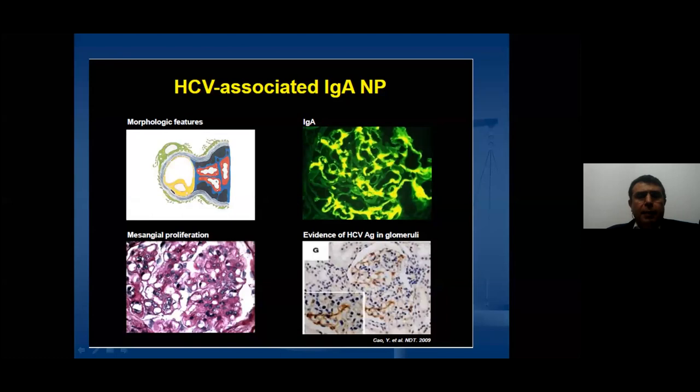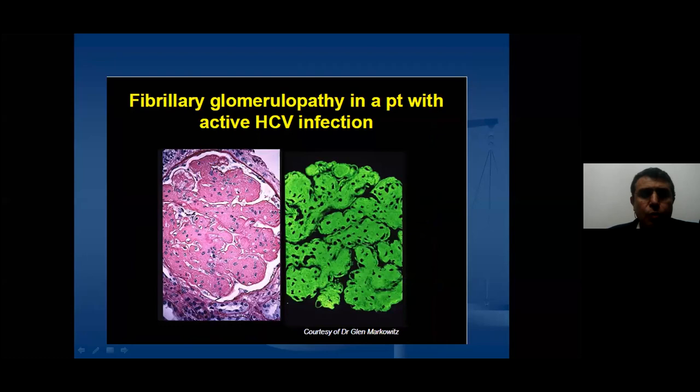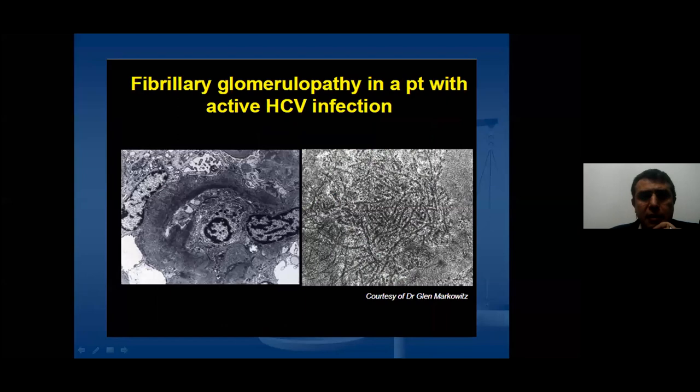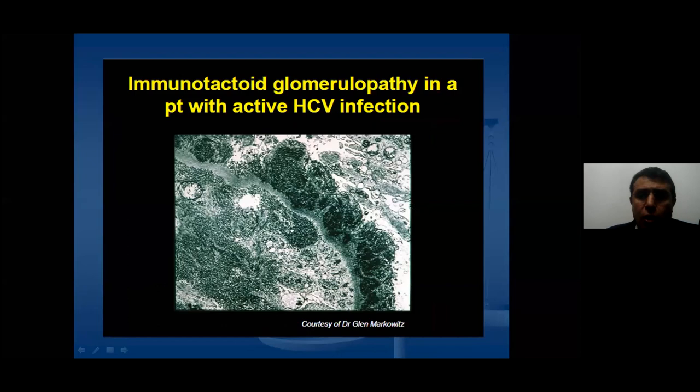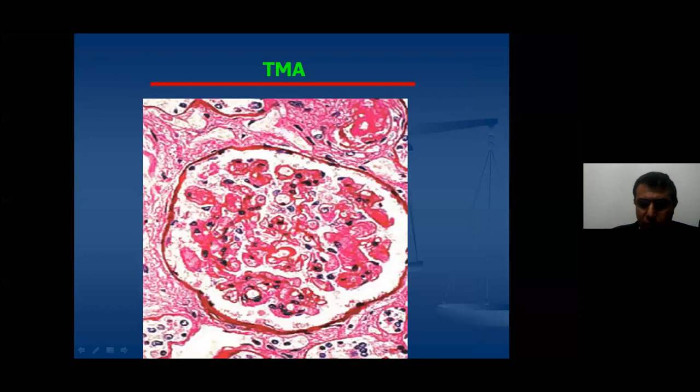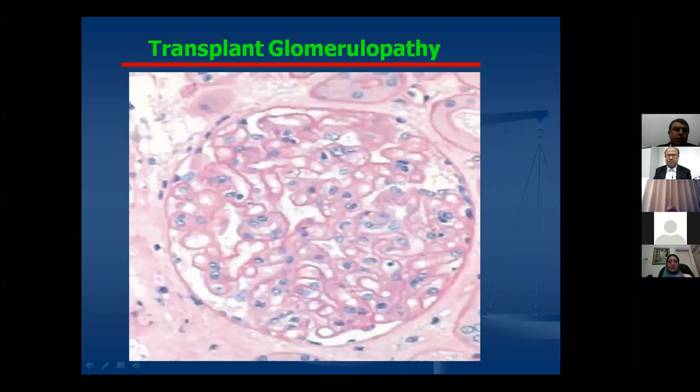Hepatitis C virus can also be associated with IgA nephropathy. It can, in this situation, produce fibrillary GN. In the electron microscopy, we can see the microfibrils, obviously, as you can see in this slide, and it can produce immunotactoid GN with the presence of microtubules. Of course, with the presence of hyaline thrombi, it can produce thrombotic microangiopathy, and in transplant patients, it can produce either acute or chronic transplant glomerulopathy.